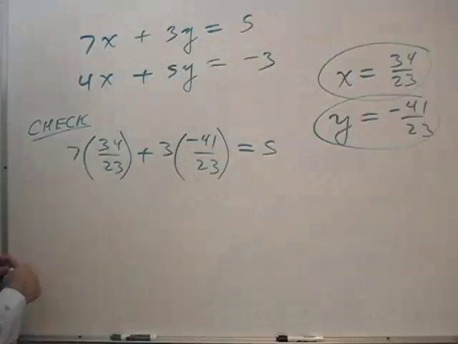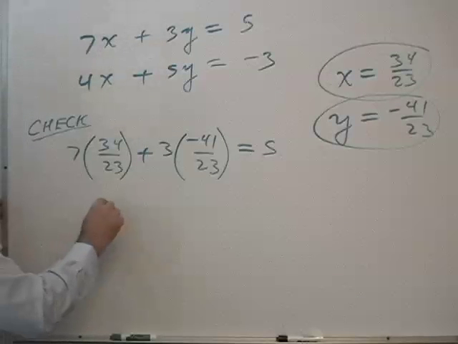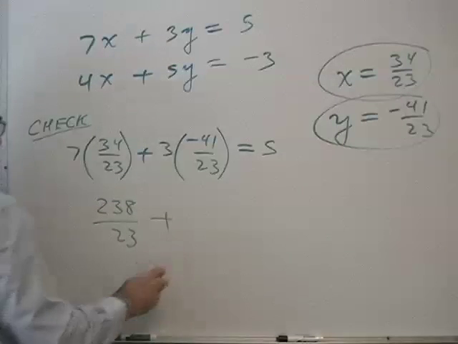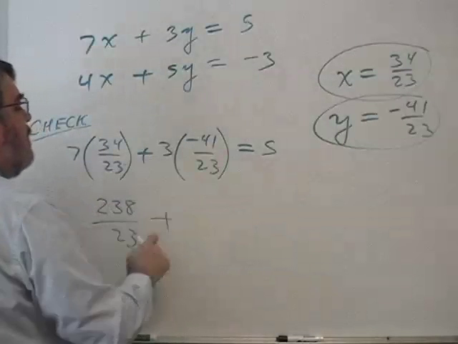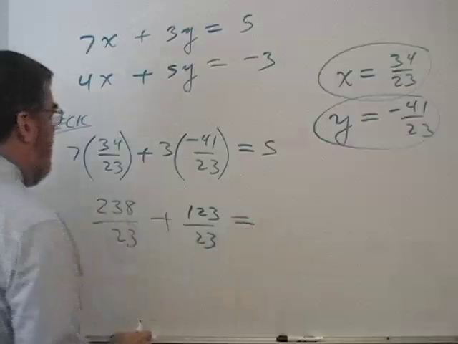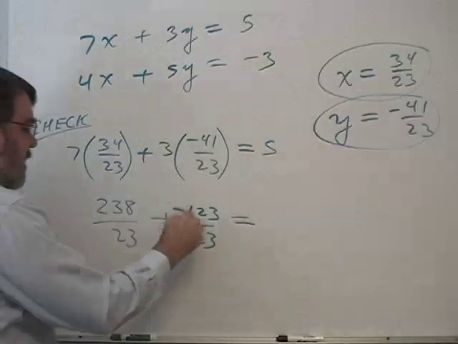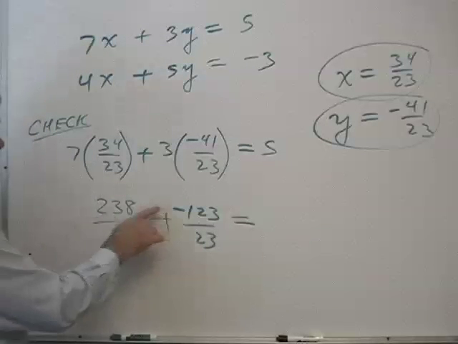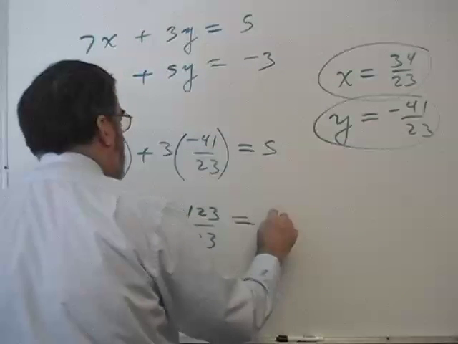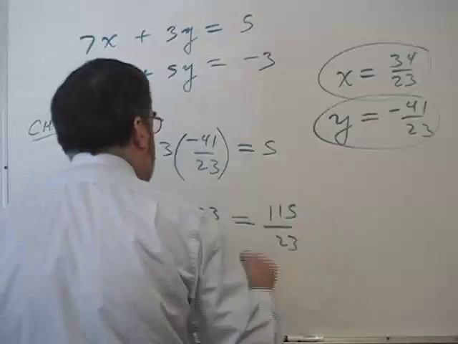All right, so 7 times 34 is, let's see, 210 and 28, 238, plus negative 123, oops, I forgot my negative, there it is. 238 minus 123 would be 115 over 23.